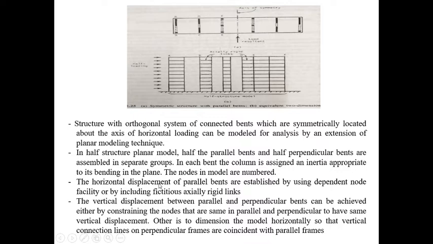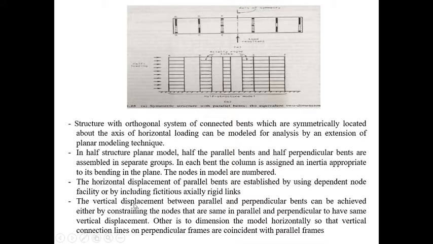Then the horizontal displacements of the parallel bends are established by using the dependent node option or by auxiliary rigid links, as shown here. If the dependent node option is there, you can go for it. If it is not there, then the auxiliary rigid links will be provided.